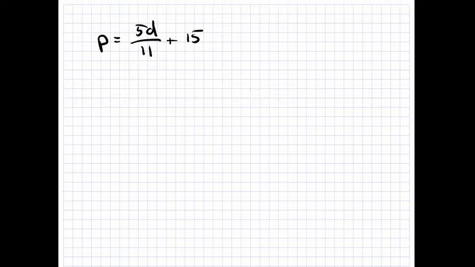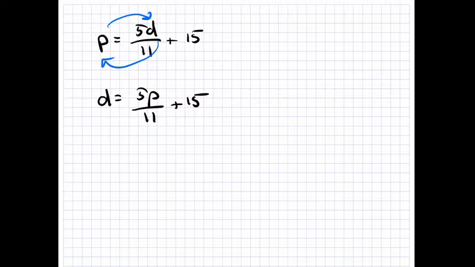Now, this is the original. Let's go ahead and find the inverse. To find the inverse, we switch places of the P and the D. If we do this, we'll get D equals 5P over 11 plus 15. We were also given that P was 1800 PSI, pounds per square inch. So we can take that 1800 and plug it in, and it'll give us the depth.